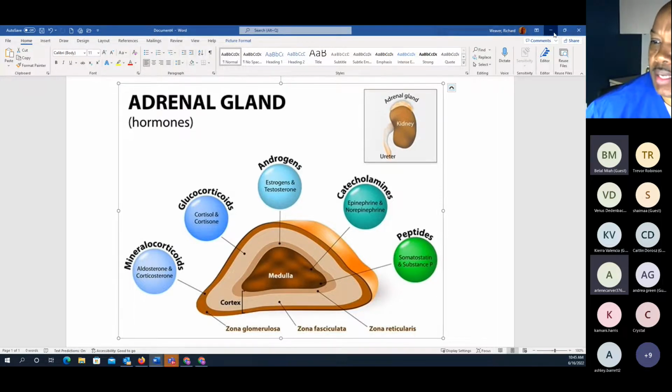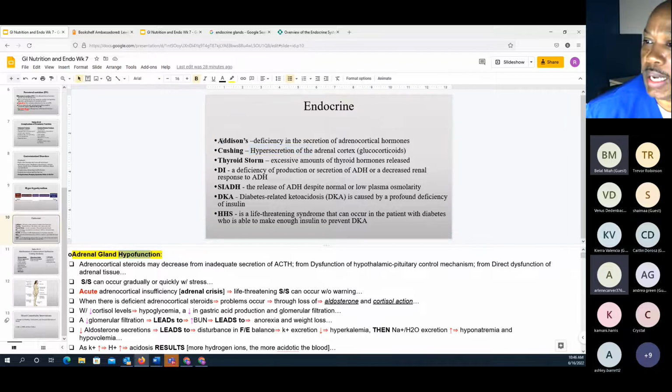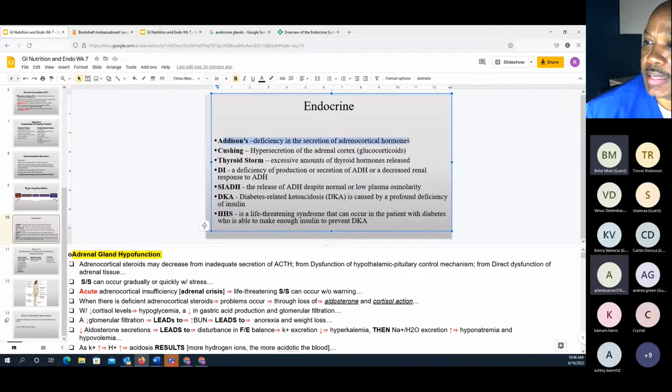So when I go back here, right? All right. So these are some of the things that happen. So the adrenal corticosteroids may decrease. Of course, right now we're talking about hypofunction. So we're looking more at Addison's disease here, right? A deficiency in the secretion of adrenal cortical hormones.